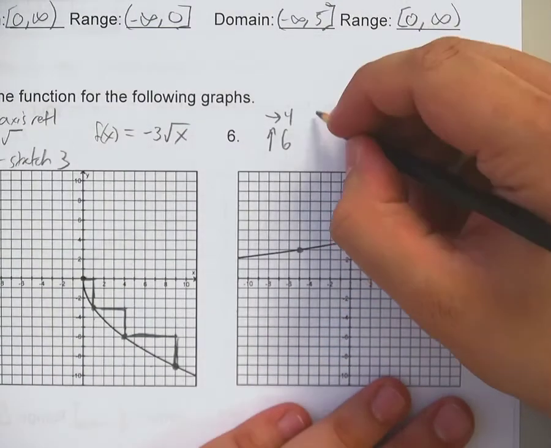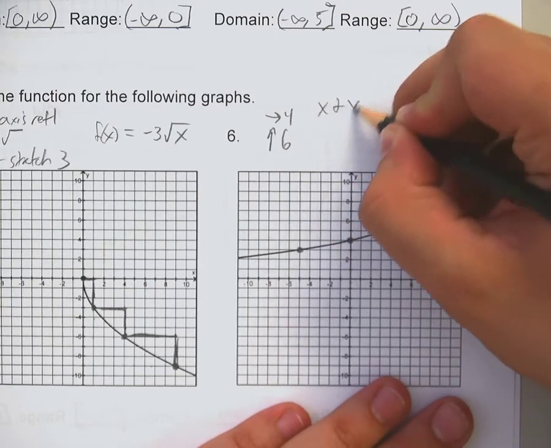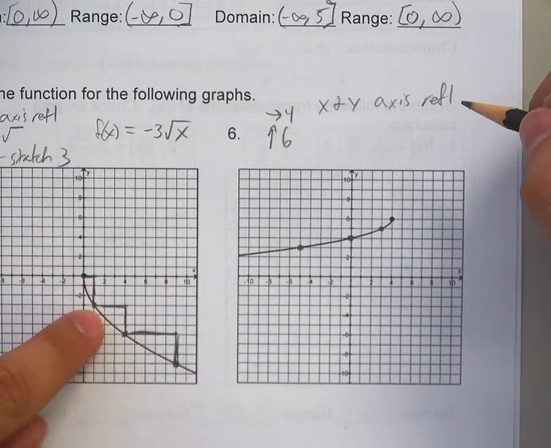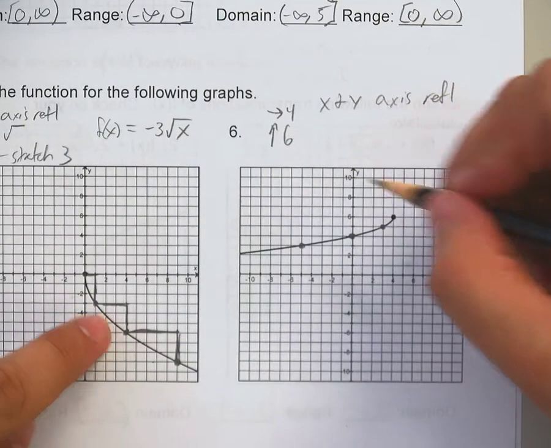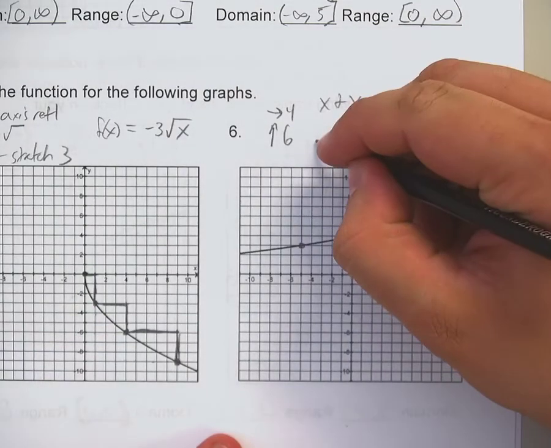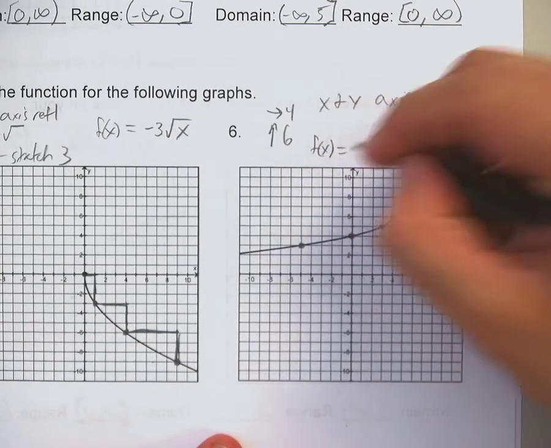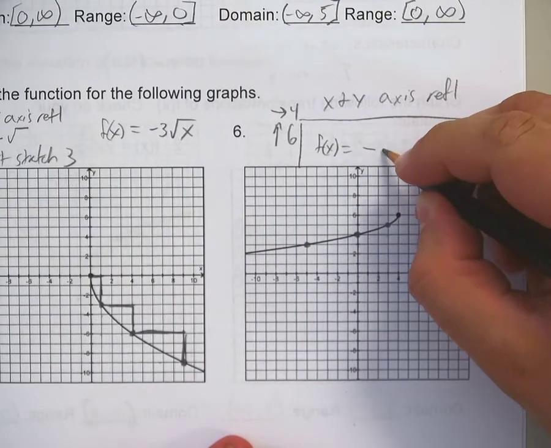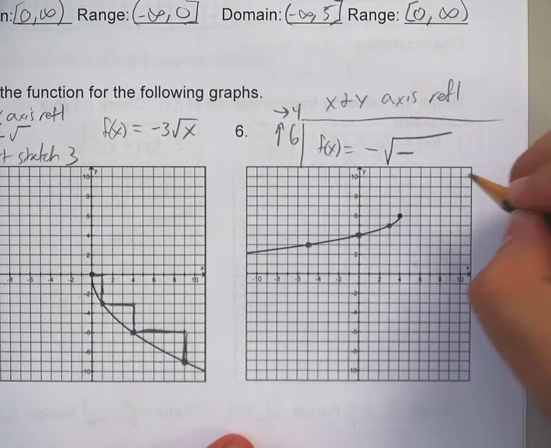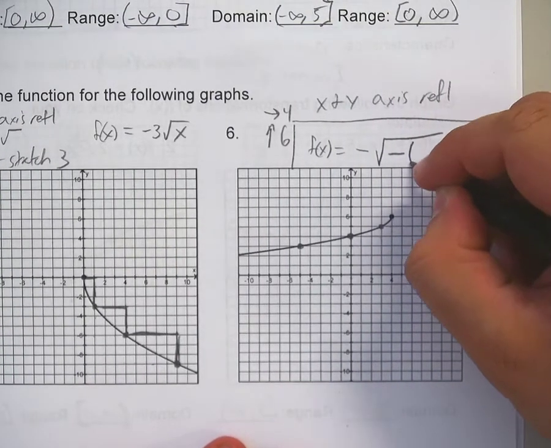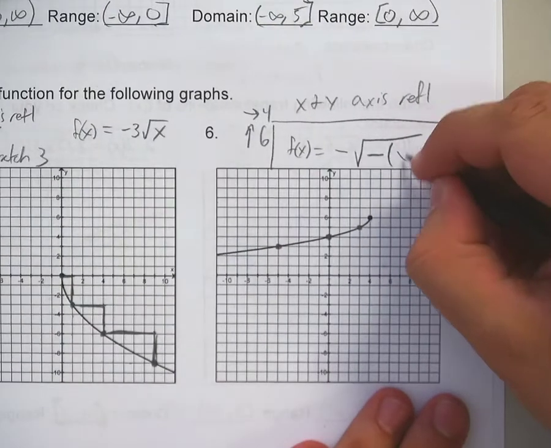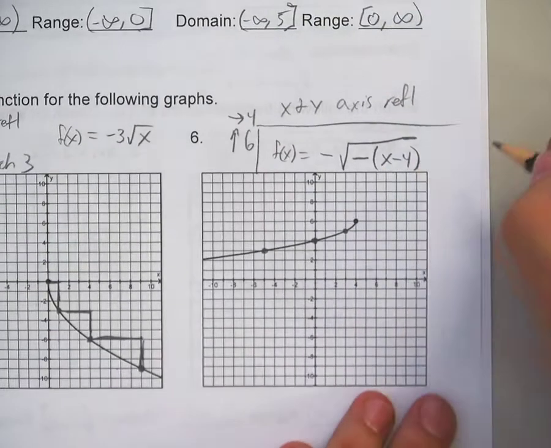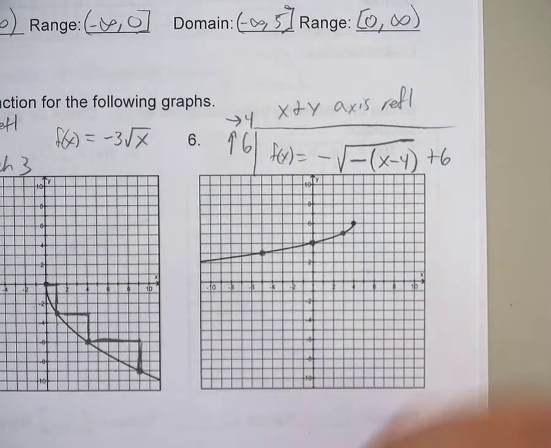So I want to show it as an x and y-axis reflection. Remember, if I'm upside down, that's making outside the parentheses negative. If I'm going left, inside the parentheses is negative. So it's going to be f of x equals, remember the outside is going to be negative, the inside is going to be negative, but now I have the parentheses. I'm going x minus 4, I'm going right 4, and then outside the parentheses, up 6.